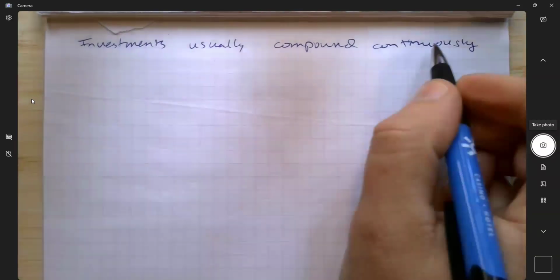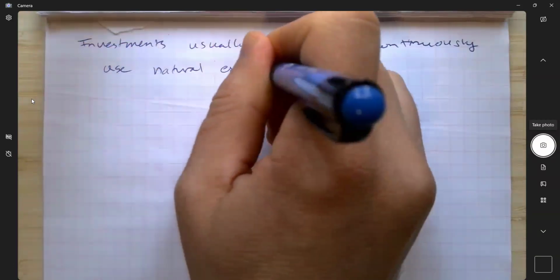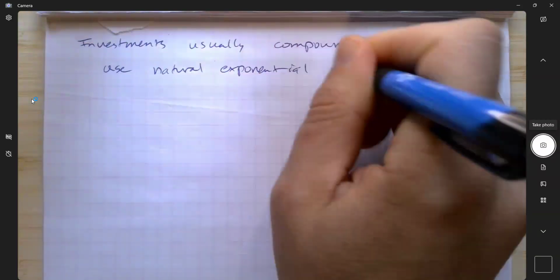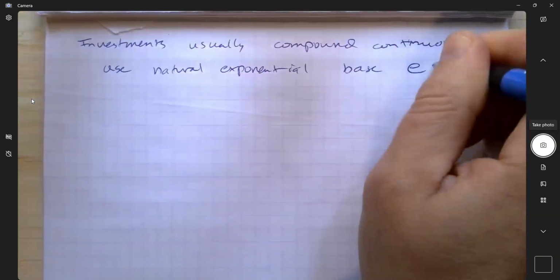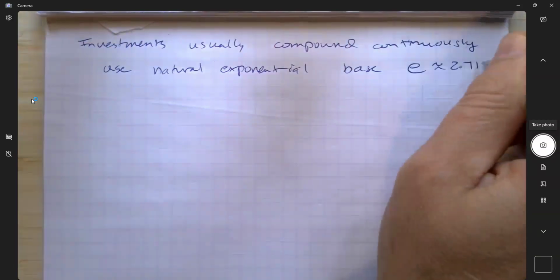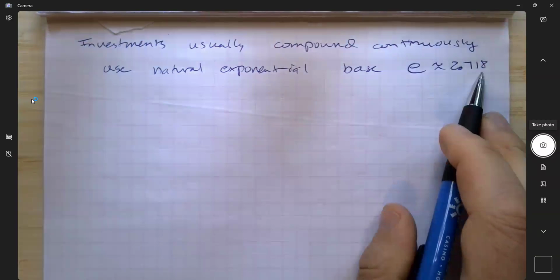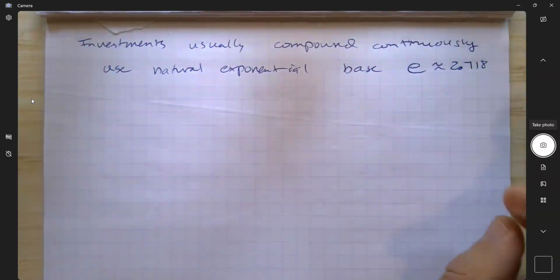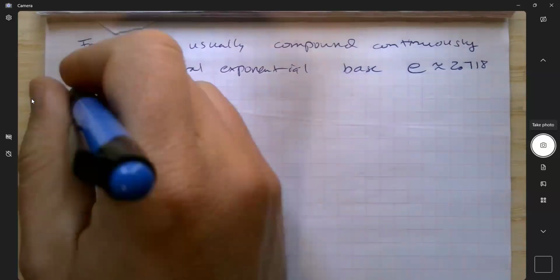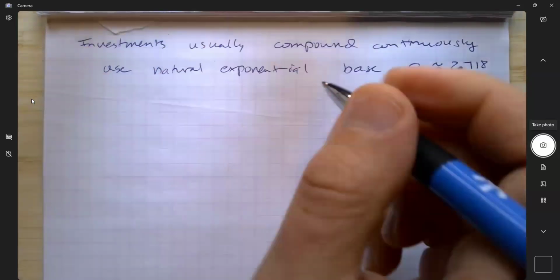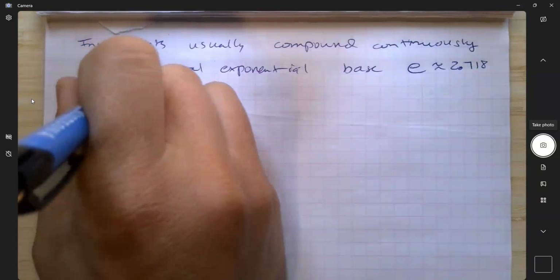And as soon as we compound continuously, we use the natural exponential base, because the natural exponential base e is the number that represents continuous growth, continuous exponential growth. So this is our third type. It's continuous compounding.